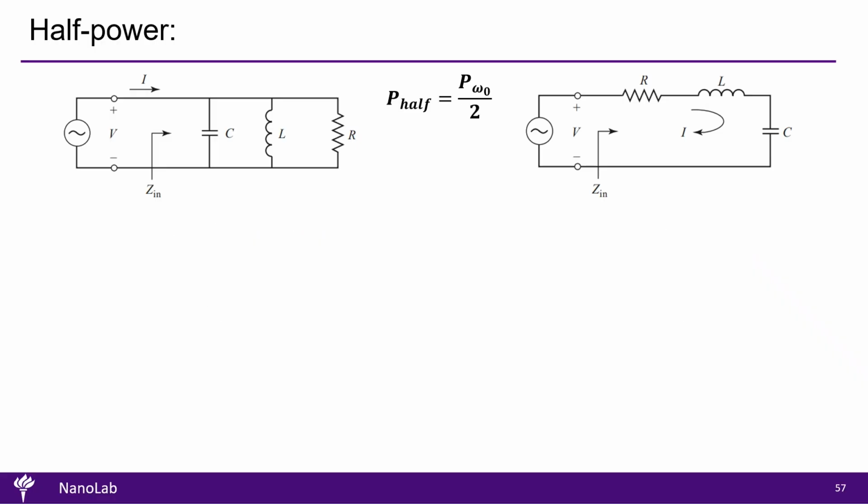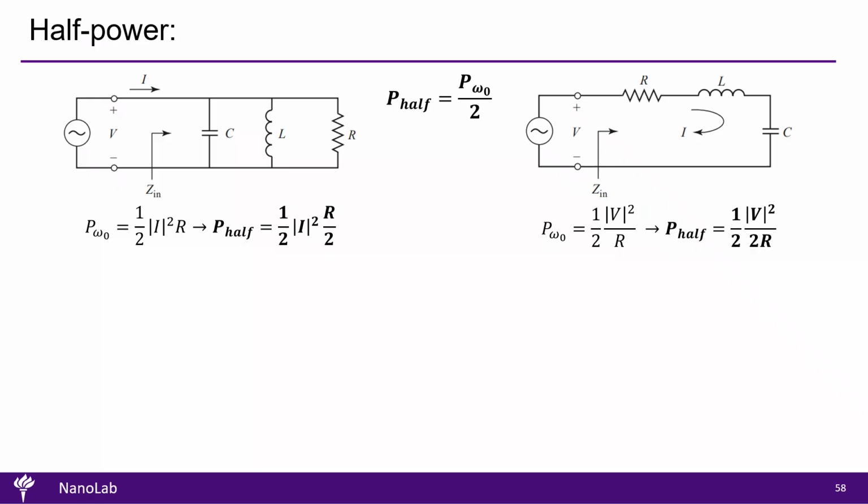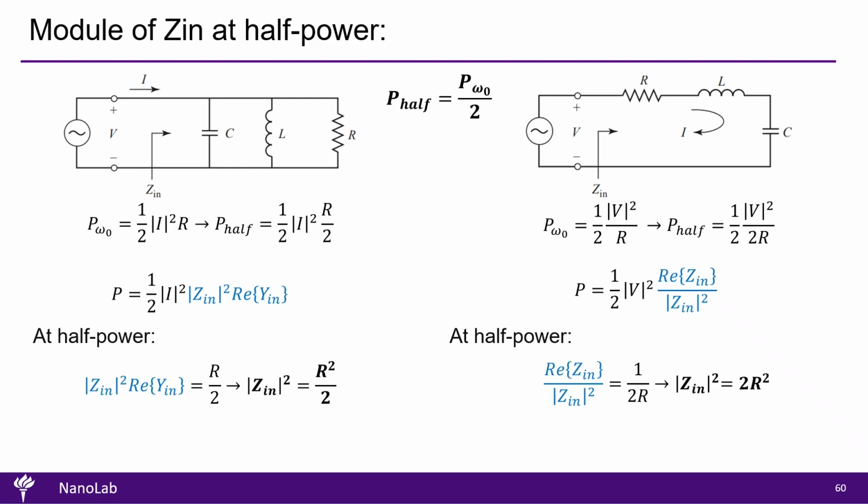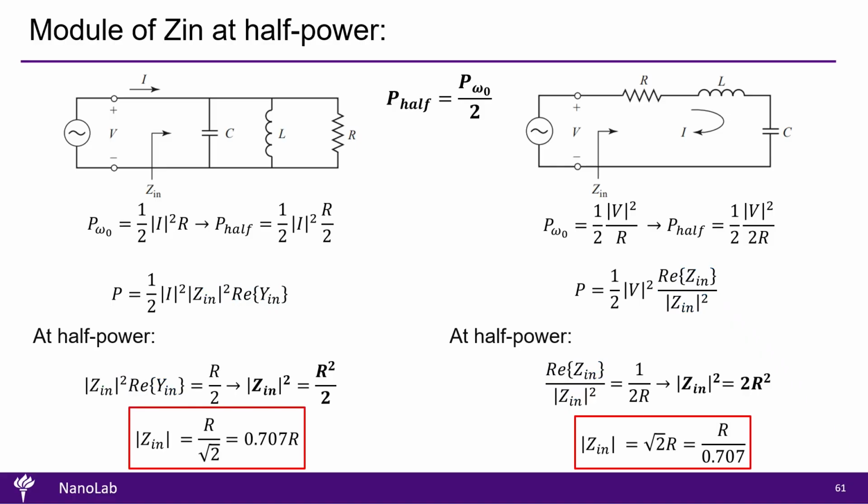We define the half power points of a resonator as the frequencies where the delivered power falls to half of its value at resonance, in other words, P half equals P omega 0 divided by 2, which translates into these two equations for both circuits. We can now use the formula for power to determine the magnitude of the input impedance at the half power points, which gives us the following results. In the parallel circuit, the magnitude of Zin at half power is R over the square root of 2, and for the series circuit this is equal to R times the square root of 2.